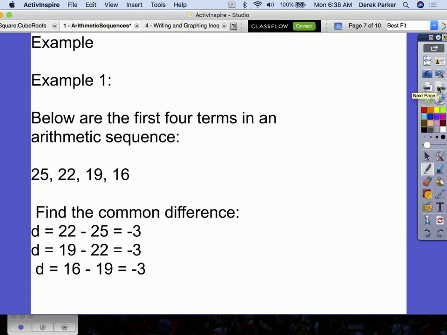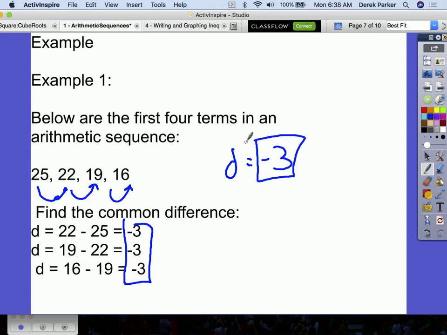Example 1. Below are the first 4 terms in an arithmetic sequence. First step, find the common difference. As you can tell, the common difference is -3. You're subtracting 3 each time. So d is equivalent to -3 in this problem. And also, 25 will be considered a1.